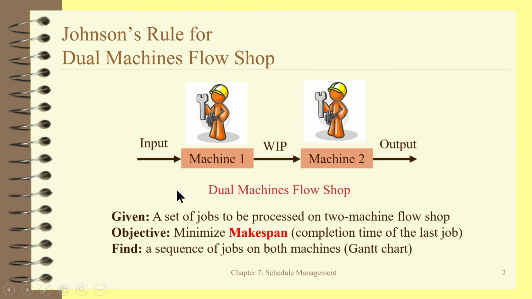So actually we have a set of jobs to be processed on two different machines, and the objective is to minimize makespan. As I already explained this objective to you earlier in the class, it is the completion time of the last job. You need to find the last job in the system, find its completion time, and that becomes the makespan, and then find the sequence of jobs on both machines by using the Gantt chart.